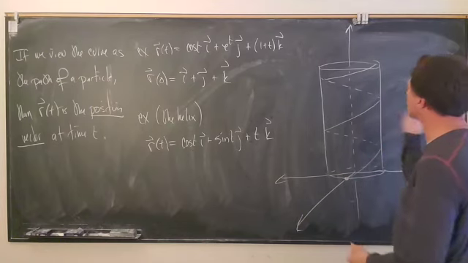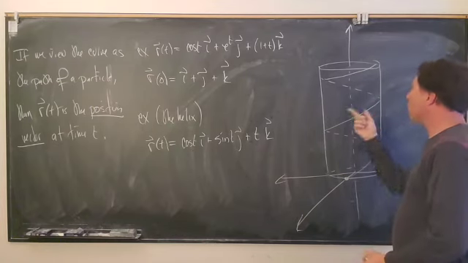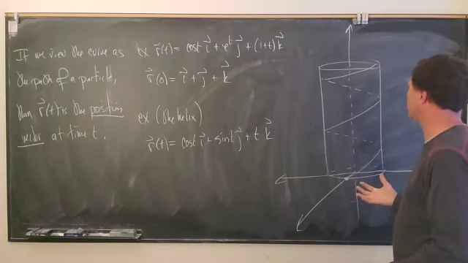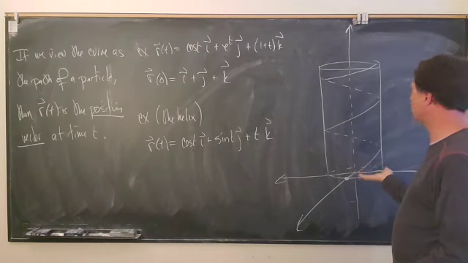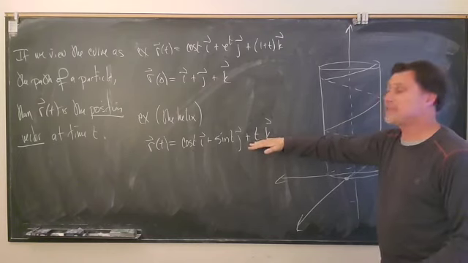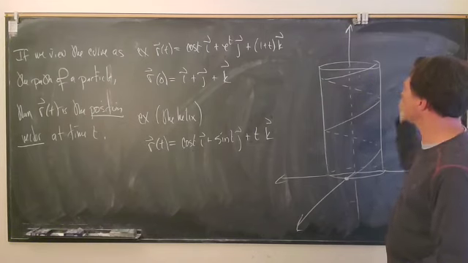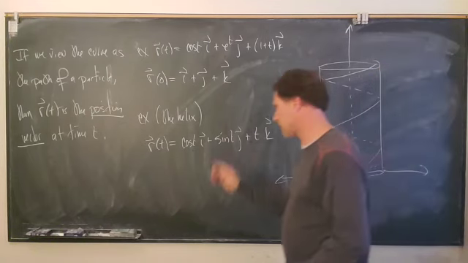So a helix is a spiral. It stays on the surface of this cylinder right here. As t increases, the z component, the third component, increases, so that's making it go up, up, up. So what you get is a spiral shape. That's the helix.